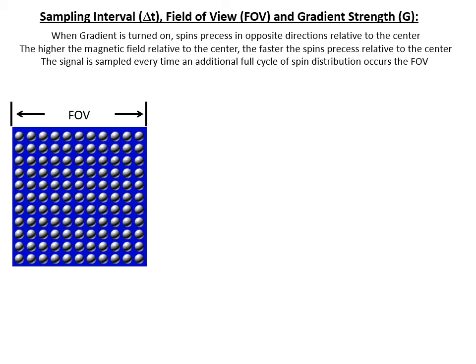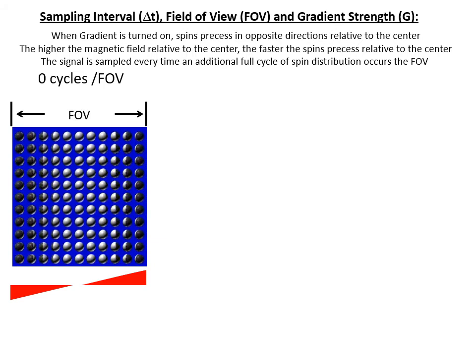Before the gradient is turned on, the white parts of the balls face us uniformly across the field of view. We will see when the gradient is turned on, the spins precess in opposite directions relative to the center. The higher the magnetic field relative to the center, the faster the spins precess relative to the center. The signal is sampled every time an additional full cycle of spin distribution occurs across the field of view. So at the beginning, we have 0 cycles of spin distribution across the field of view. We turn the gradient on. Let's watch what happens as time elapses.